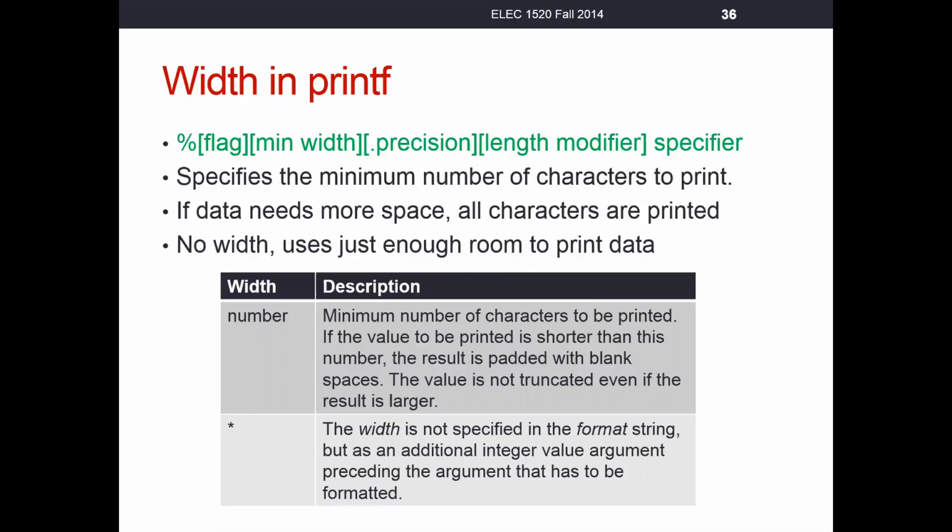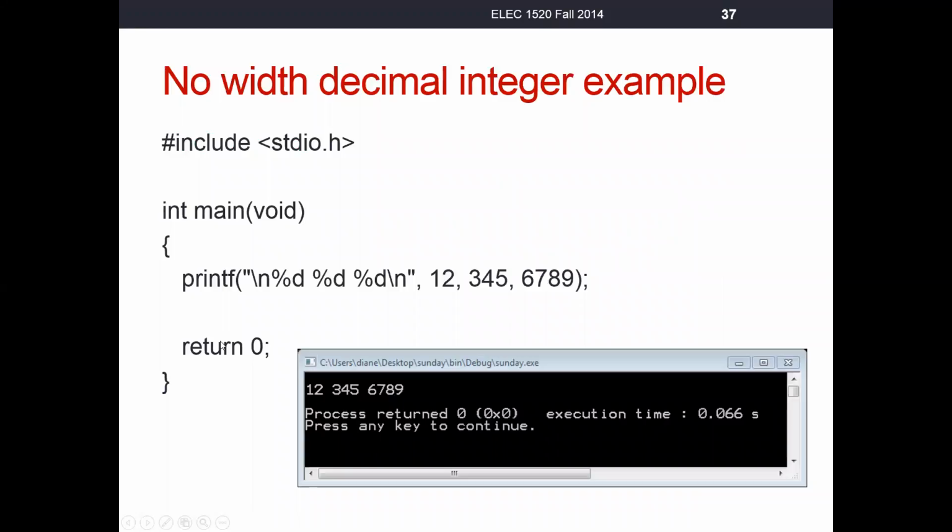We'll see sometimes, though, if we want to line things up in columns, if we want to format things very neatly, the width specifier will be very handy. And it will just be a number, the minimum number of characters to be printed. Let's just go ahead and see an example of printing this out.